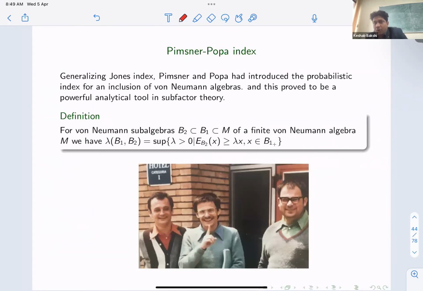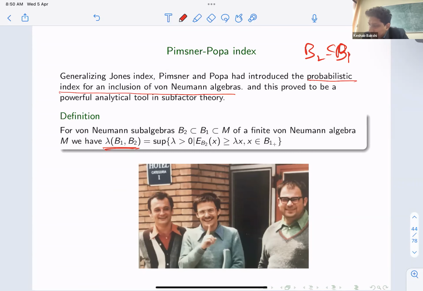Okay, now I talk about the Pimsner-Popa index. This is a nice picture of Voiculescu and Pimsner and Popa. In Pimsner and Popa, they described a certain notion of probabilistic index for an inclusion. There is another way to look at index. Given an inclusion of von Neumann algebras, B2 subset B1, one can describe a certain probabilistic index lambda(B1, B2), which is nothing but the supremum of all scalars lambda such that E_{B2}(x) is greater than or equal to lambda x. It is called probabilistic because one reason is that it involves the conditional expectation. This supremum is actually the maximum, basically.